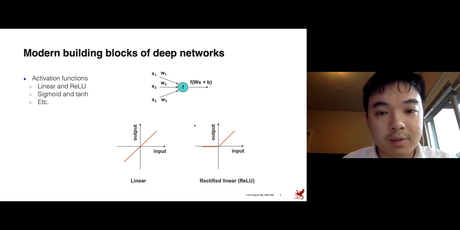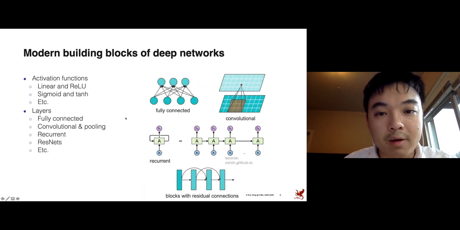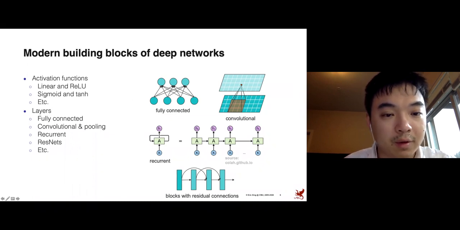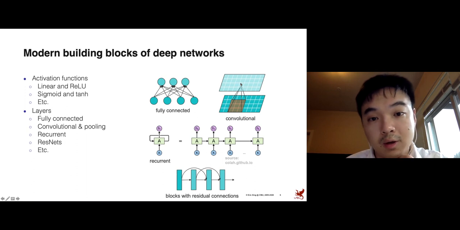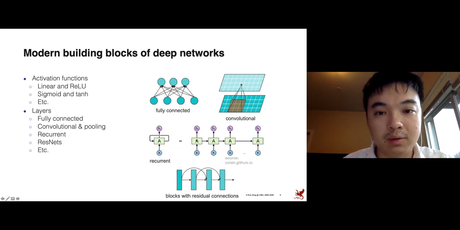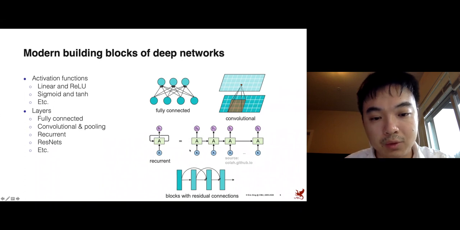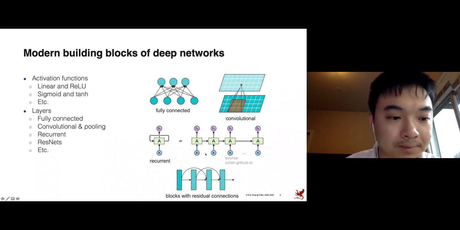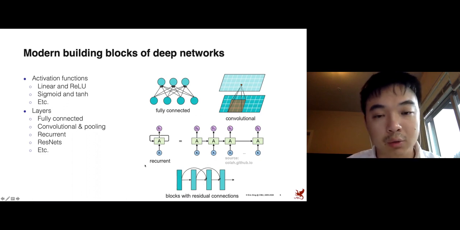With this simplest building block, we can compose these neurons into a more complex component. We call it neural layers. These layers have different structures. We basically connect these neurons in different ways to get different kinds of layers, like fully connected layers or convolutional layers with pooling. We'll be seeing this later in this lecture. And with recurrent layers, you get basically a sequence of neural components so that you can read the sequence data. And like ResNet, a special case of convolutional networks.